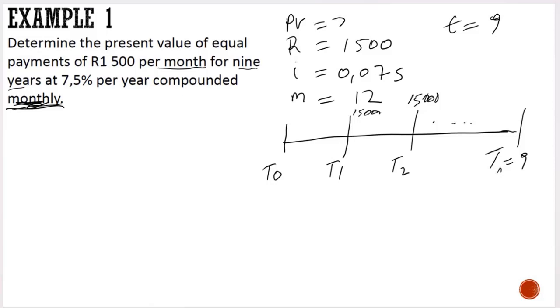Now we need to take all this information and put it into the formula. What is the formula for present value? The formula for present value is P is equal to R into 1 plus i_m over m. Remember, we said we are going to be using this formula because it is easy to work with.